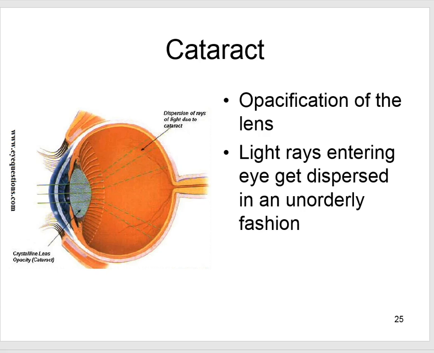A cataract. Now, this is opacification of the lens, okay? And that just means that the lens is cloudy, okay? Light rays entering the eye get dispersed in an unorderly fashion. This causes glare, foggy vision, and reduced visual acuity, most often due to age-related changes in the metabolism of the lens.